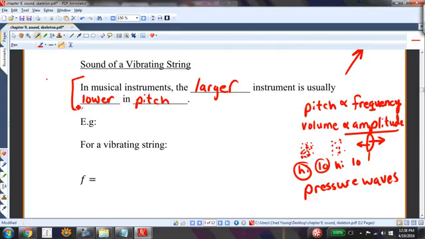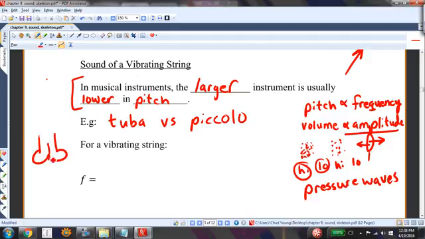Okay, now for this, the larger instruments usually are lower in pitch. For example, consider a tuba, which I used to play, versus a piccolo. A piccolo is a little bitty thing. It's smaller than a flute. And a tuba is a very large thing. In fact, that's the reason why men. Okay, you get the idea.